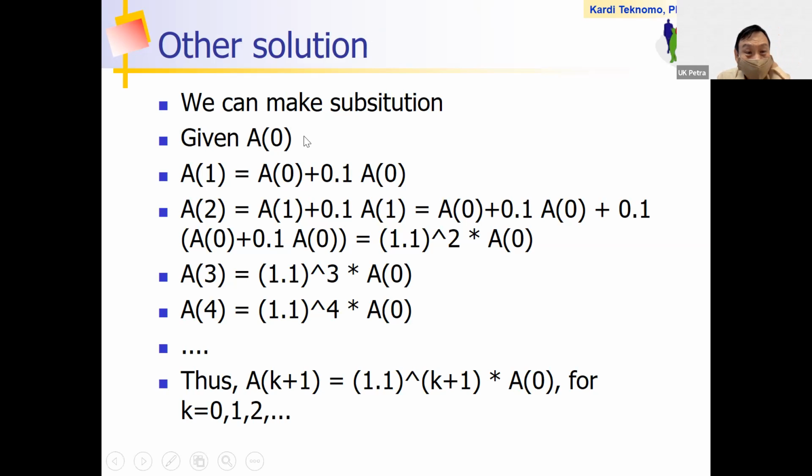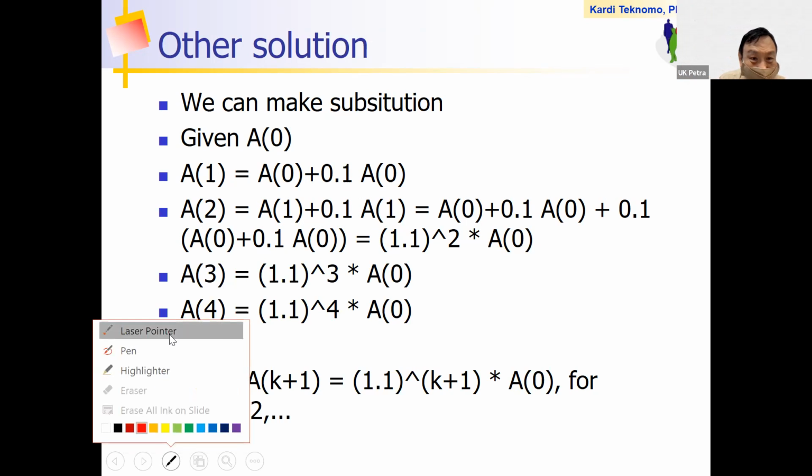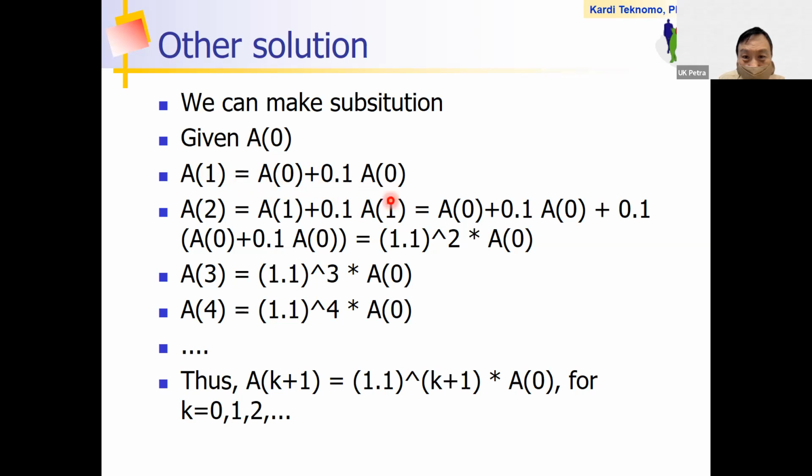So given A0, A1 is equal to A0 plus 0.1 times A0, right? That is exactly the same. And then what will you do? A2 is the same as before: A2 equals A1 plus 0.1 times A1. Now, we already know A1, right? So in that case, we will substitute A1 here. Every A1 we put in as A0 plus 0.1 A0, and then multiply by 0.1 times A1 again, so we input it back here. And then we simplify, so we get 1.1 squared times A0.